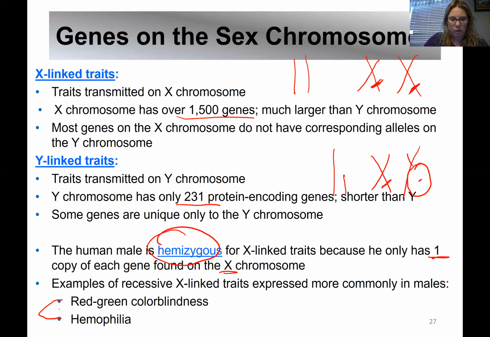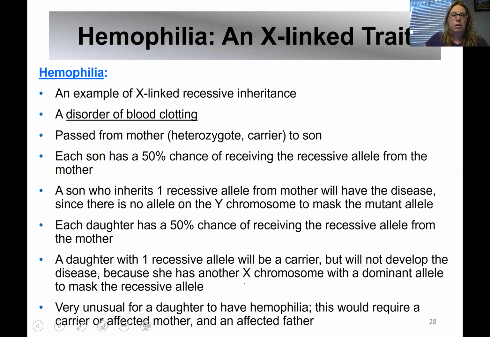Okay, no, those would be, yes, X-linked traits. So hemophilia is a blood clotting disorder, where the patient, if they got a small nick or cut, would have problems stopping the bleeding.